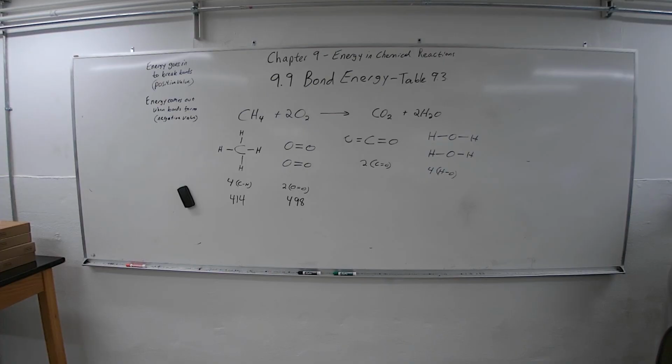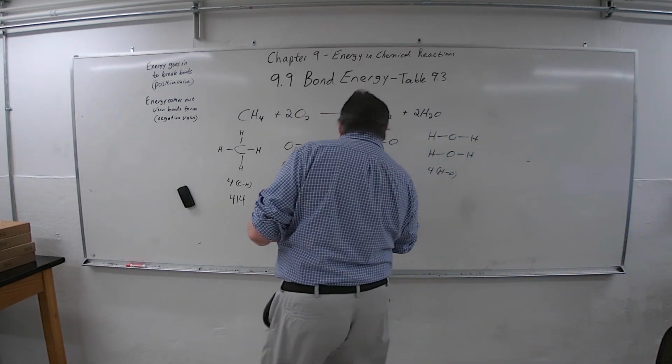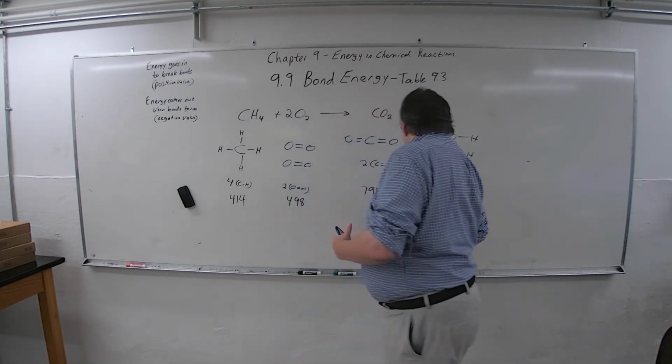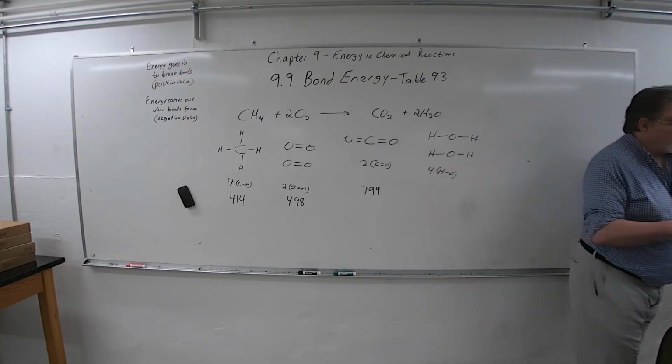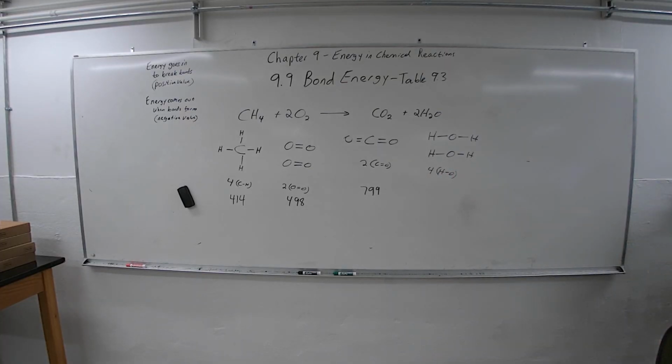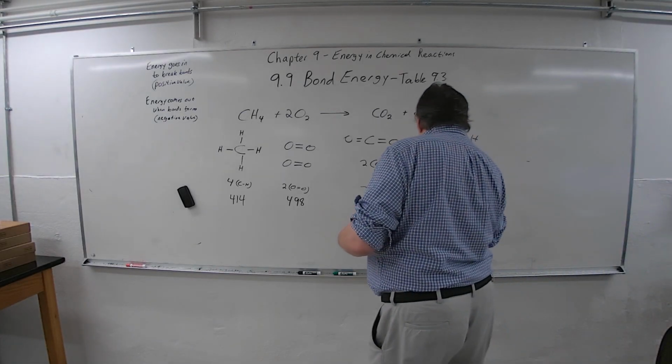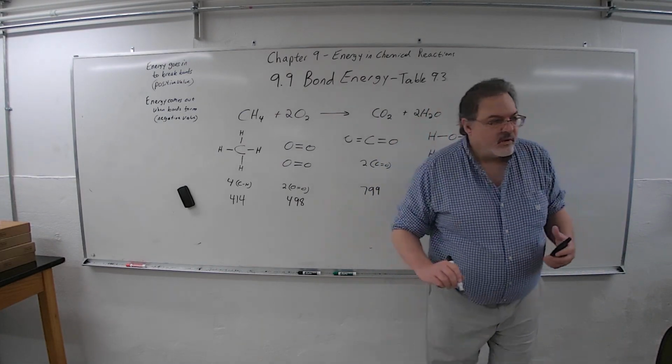When it's CO2, you see that star right there? When it happens to be CO2, it's 799, not 736. This is 799. And then H to O bonds. There, 464. You with me so far?